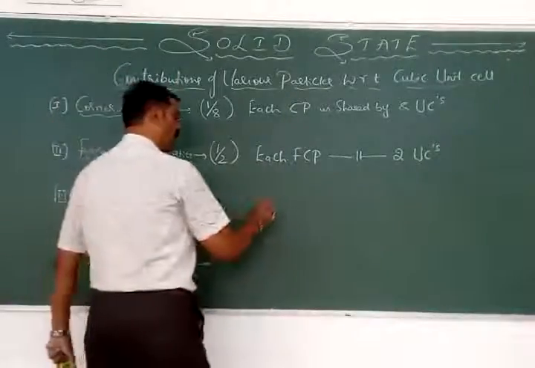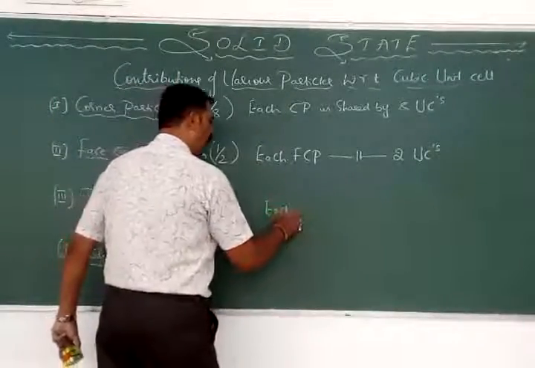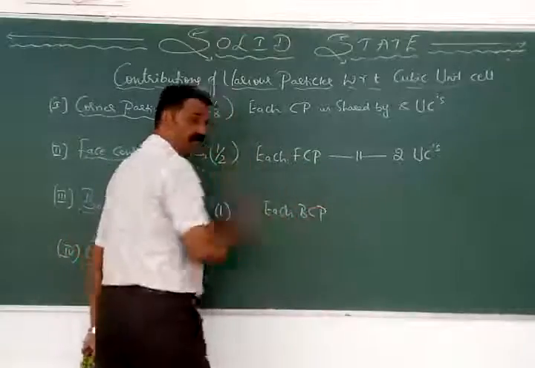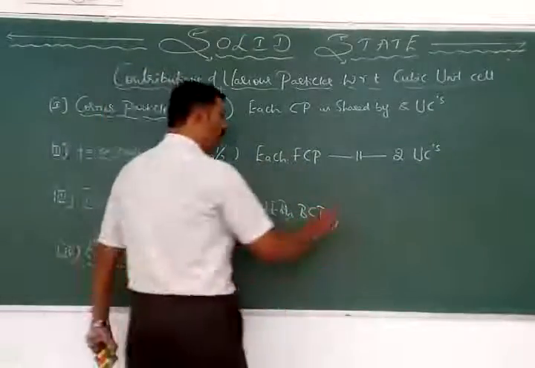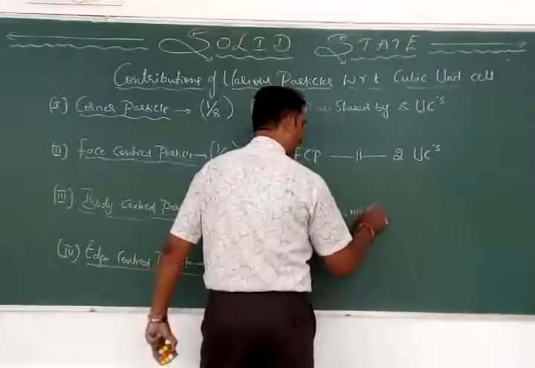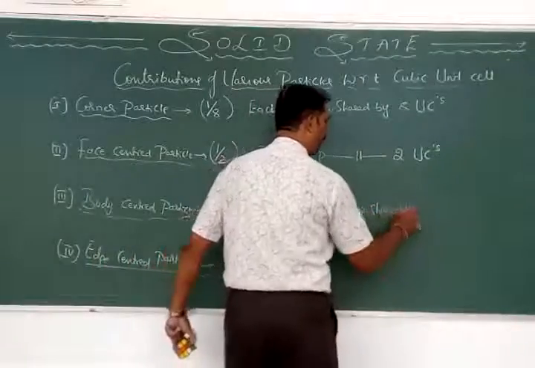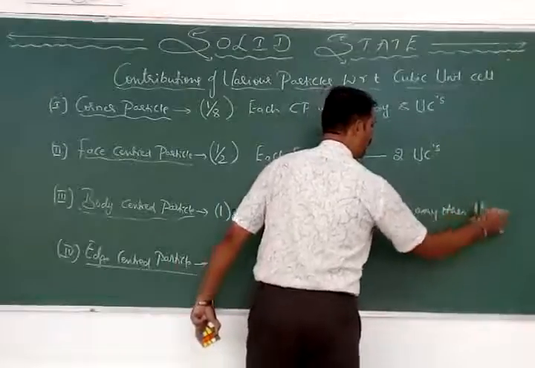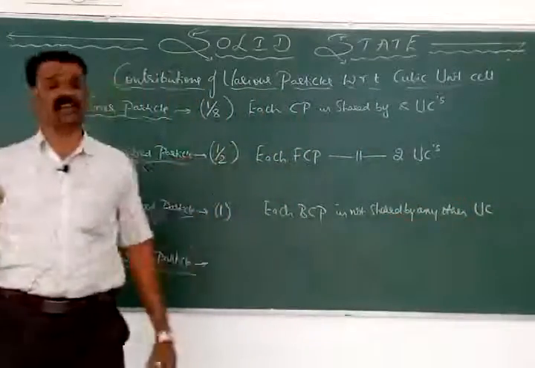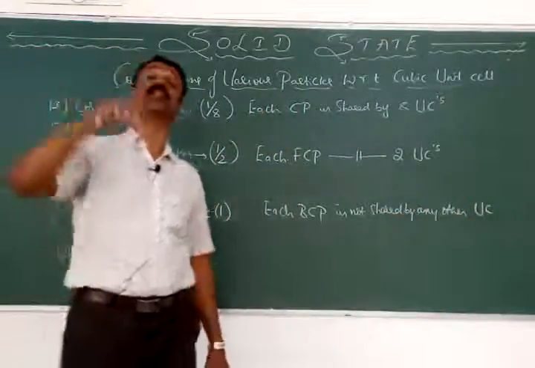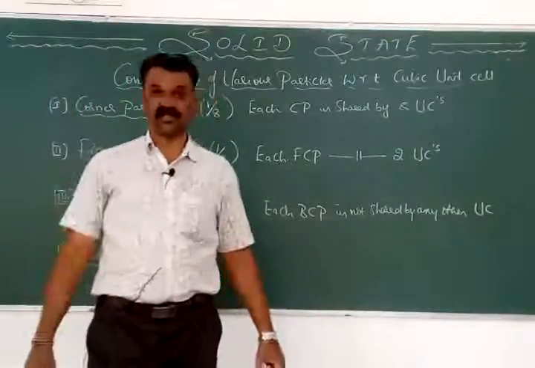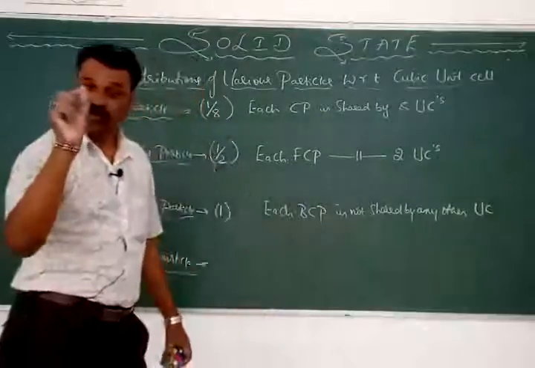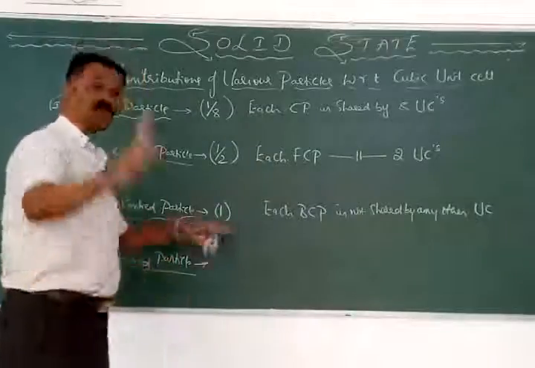Why? Because each body centered particle is not shared by any other unit cell. As it is exactly at the center, it is in no way in touch with the neighboring unit cells. Therefore, the body center contribution is 100%, or indirectly it is just 1.